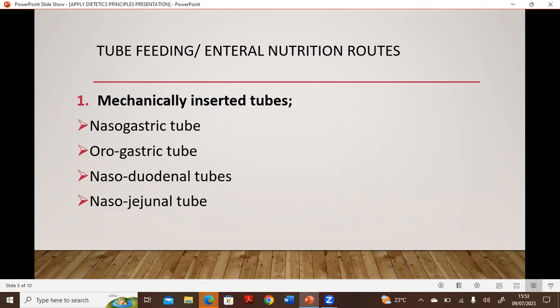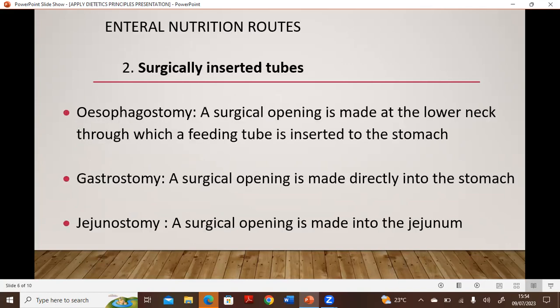The nasogastric tubes are the tubes that are normally inserted from the nose to the stomach of an individual. The orogastric tubes are normally inserted from the mouth to the stomach. The nasoduodenal tubes are inserted from the nose, pass through the pylorus and then to the duodenum. The last one is nasojejunal tubes. These are placed endoscopically from the nose, past the pylorus, then into the jejunum. So the names come from the position in which they start and the place in which the tube ends. So mechanically there are four.